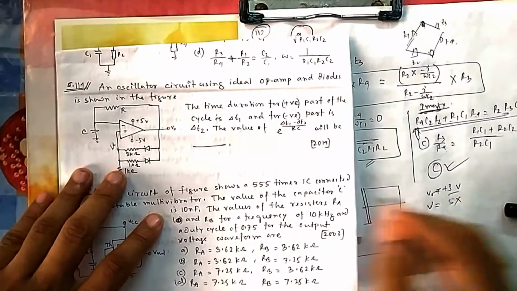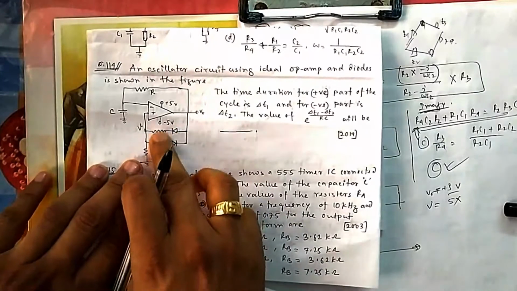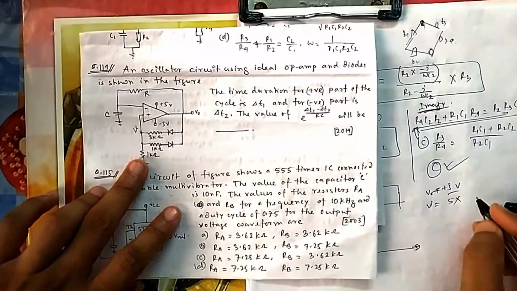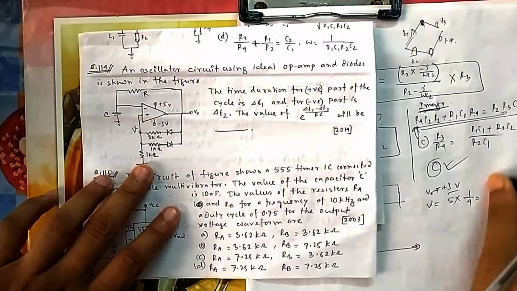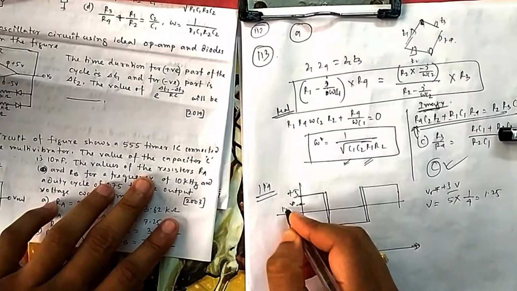So plus 5 will be divided. If it is positive, then this upper diode will be forward biased, so this voltage will be divided into 3 and 1, so it will get 1 by 4. That is your 1.25 volts. So this is the V level, suppose 1.25 volts.